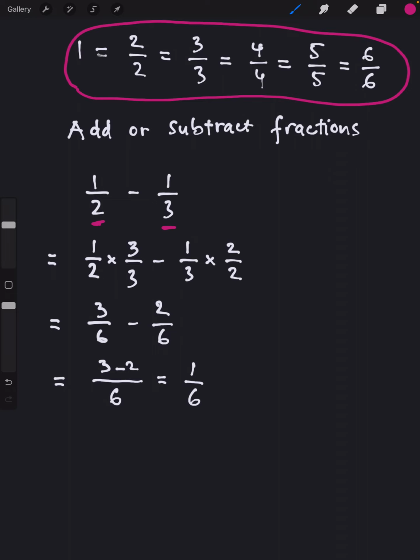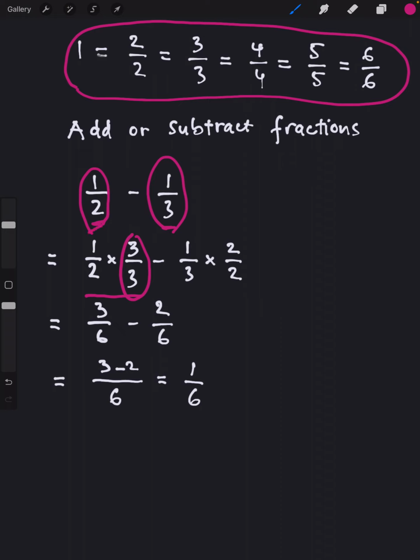So we need to convert the fractions 1 over 2 and 1 over 3 to become fractions that have the same denominator. In this case we do multiplication. For the fraction 1 over 2 we multiply by 3 over 3. Why do we multiply by 3 over 3? Because as I said, 3 over 3 is 1. So even if you multiply by 4 over 4, 5 over 5, 6 over 6, it's still the same: 1 over 2.